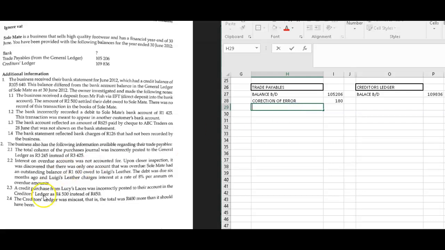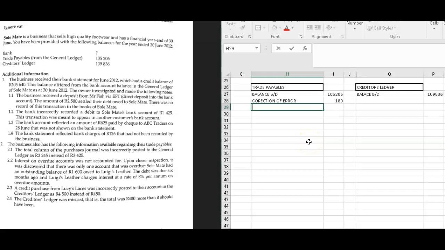The next one, 2.2. Interest on overdue accounts was not accounted for. Upon further inspection, it was discovered that there was only one account that was overdue on our business, which is Soulmate. Of 1,600, the debt was due 6 months ago, charged interest of 8%. So basically in our business, we got charged interest, right? So we had to work out the interest. The problem is, it was never recorded. So it wasn't recorded in the trade payables account or the creditors ledger. So we have to record it in both of them. But now we have to work out the amount.